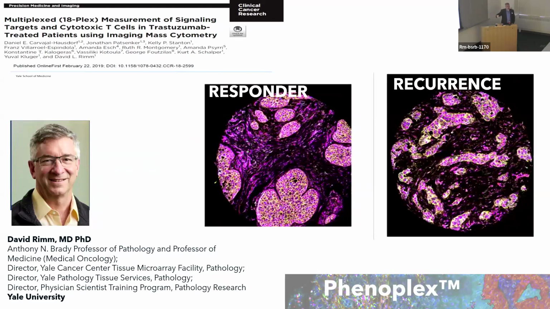Why was that? So they took samples from all of these patients, created a tissue microarray, and applied one of the very first imaging mass cytometry panels to those to see what was going on across 18 different biomarkers. They gave us this data. We simply ran our cell segmentation.